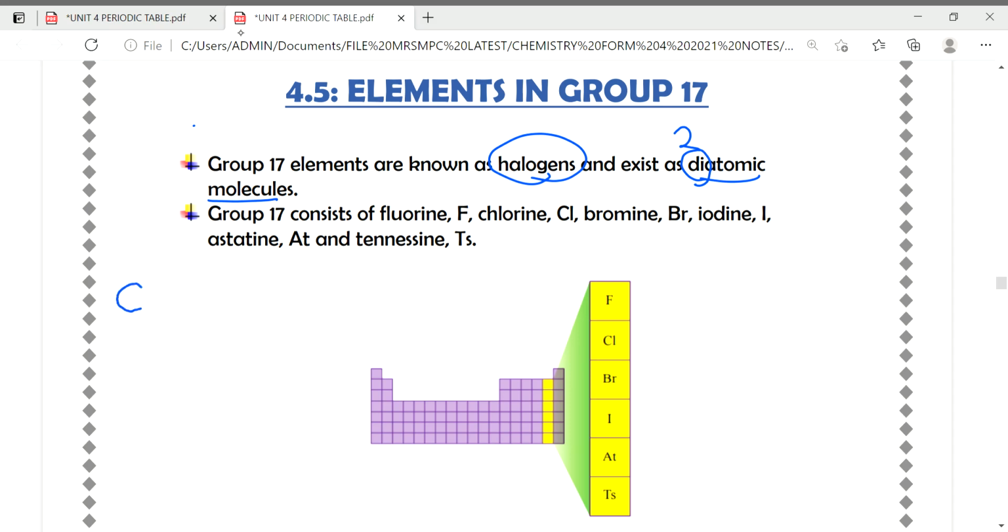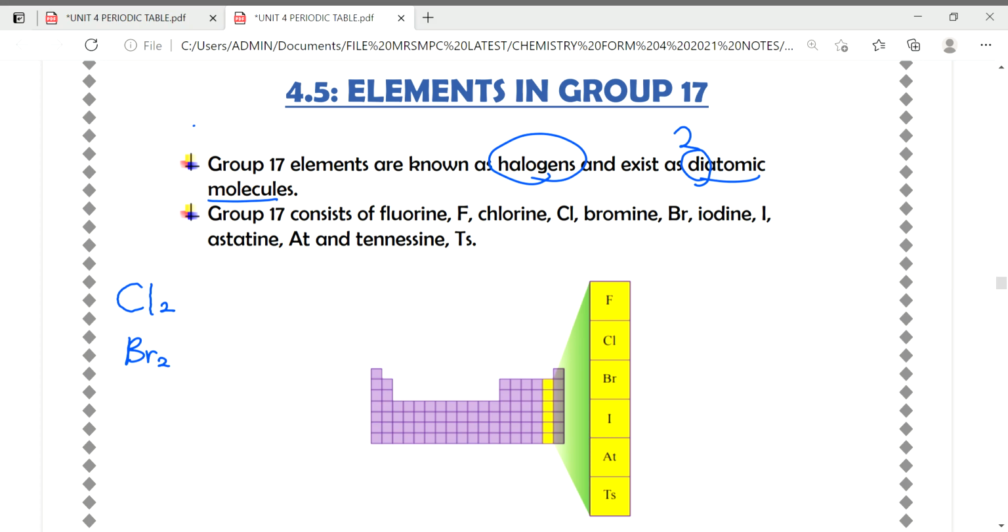So for example, teacher ambil chlorine. Since chlorine is group 17, it is a diatomic molecule, we write it as Cl2. Okay, what else? Br. Br is group 17, so Br2. And the same goes with the other elements in group 17. Yang lain pun sama juga.